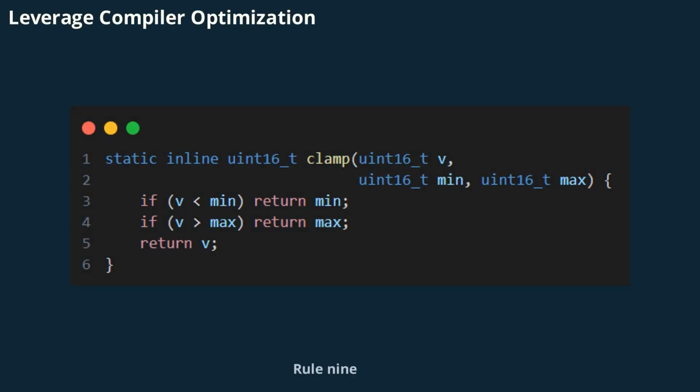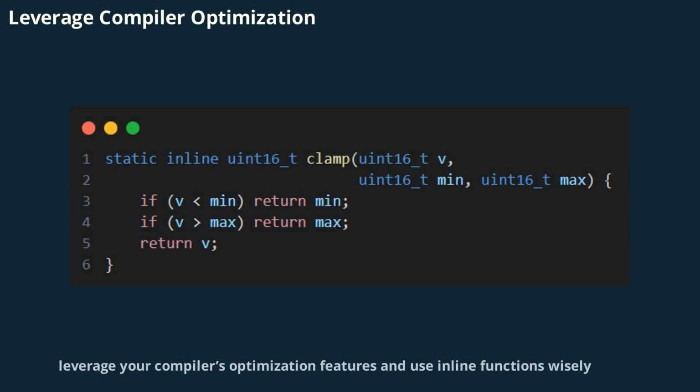Rule 9. Leverage your compiler's optimization features and use inline functions wisely. Modern compilers can optimize code aggressively when given the right flags, such as O2. Keep your functions small and only use inline where it truly improves performance. Overusing inline can actually increase code size and reduce efficiency.